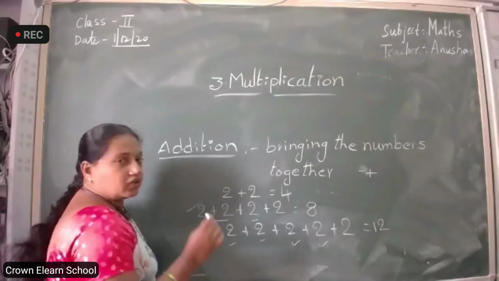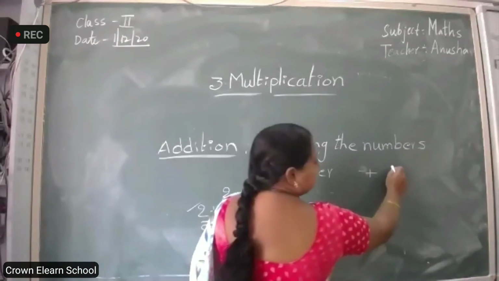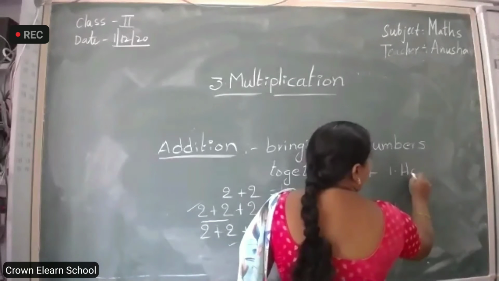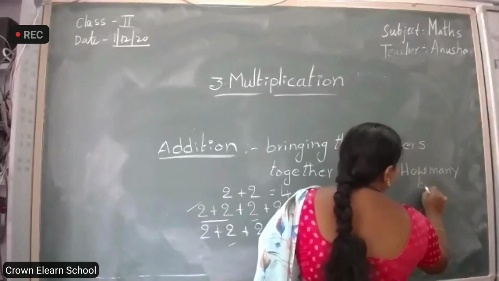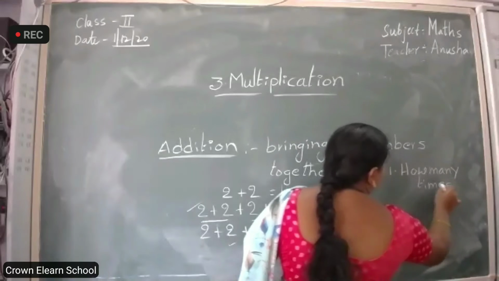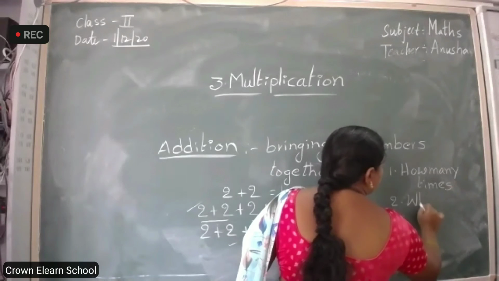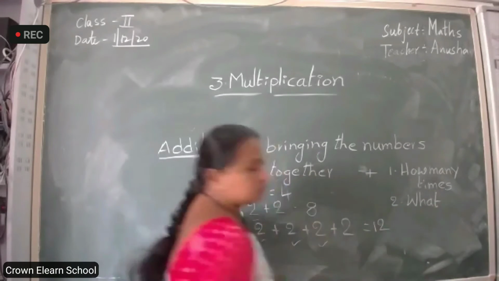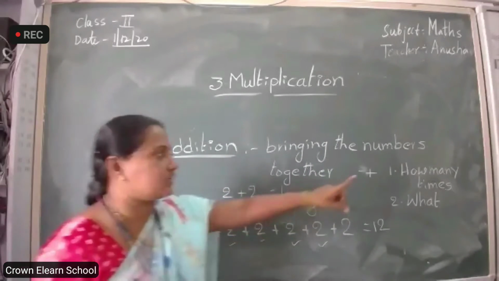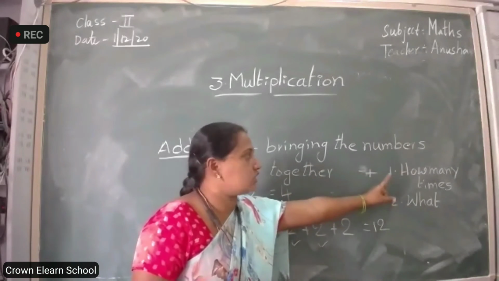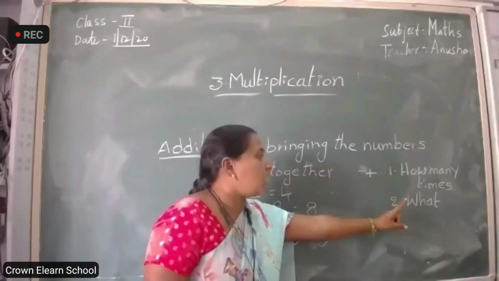Listen. First here you have to mention 2 questions. What is that? How many times? And next one is what? Here you have to raise 2 questions. You have to answer these 2 questions. How many times and what?